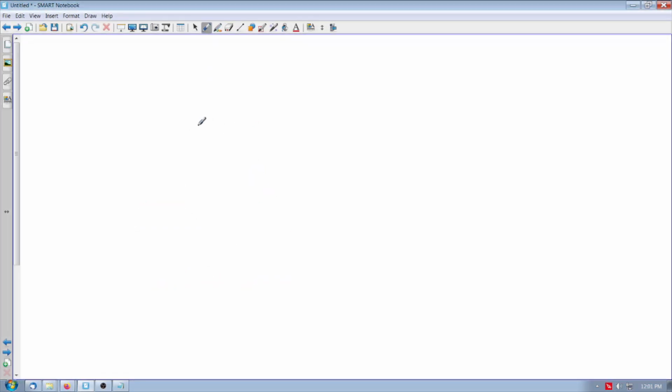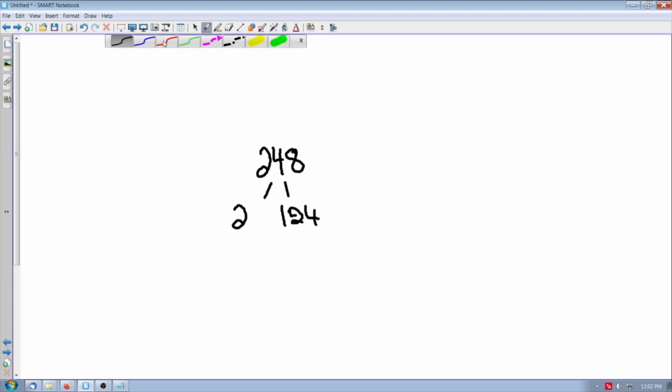Alright, that's one example. Let's go ahead and do another one. Let's try 248. So this is where I'll take the technique of just cutting in half, since this is an even number. So we know that 2 times 124. 2 is prime, so I'm going to circle that.